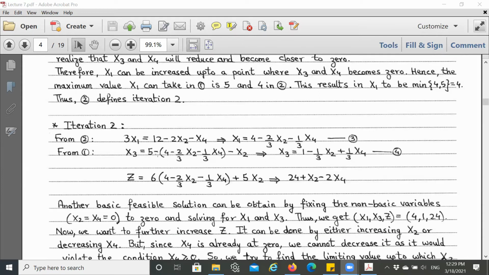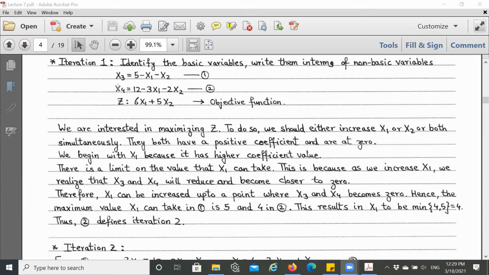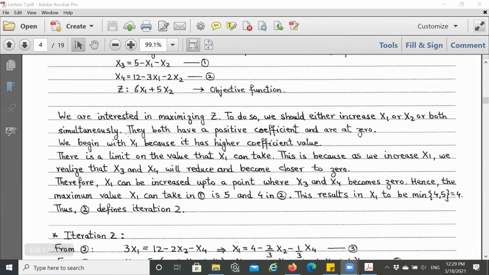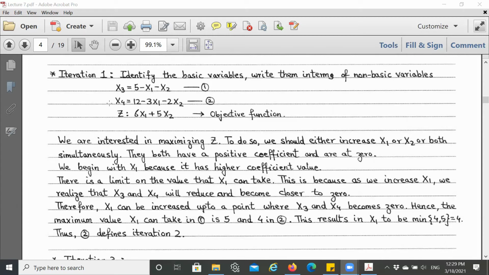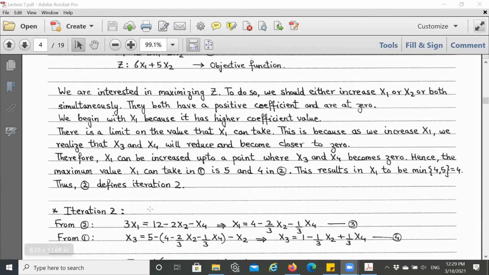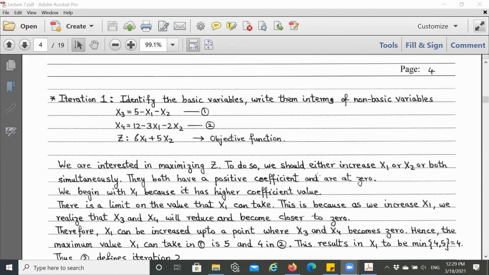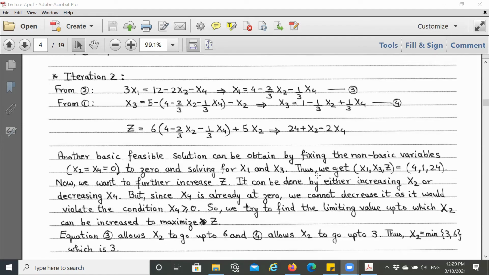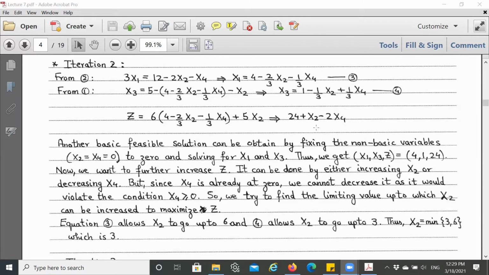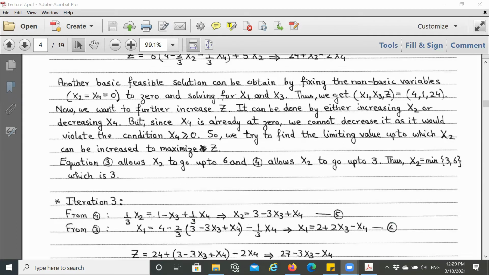Then you get your second iteration, where x3 is leaving and x1 is entering. So you see x1 has come inside and x3 has gone outside, so x2 and x3 are now the non-basic variables. Similarly, when you have that, you again look at the coefficients of the non-basic variables and try to find the next entering and leaving variable.